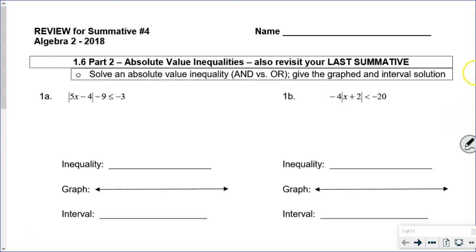All right, this is our review number 4 for Summative in the fall of 2019. And fifth hour here, they're going to help me record some problems for our friends who are gone. We are? Yes. All right, so let's look at 1B.